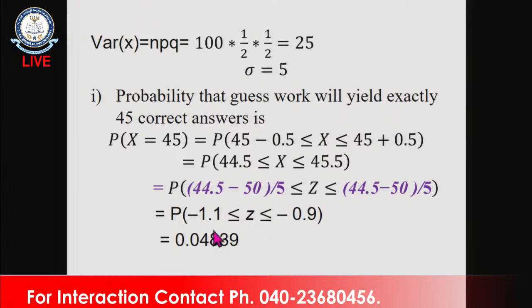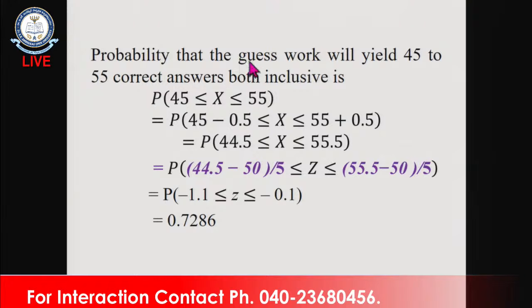Now coming to the second part: the probability that guesswork will yield 45 to 55 correct answers, both inclusive. Inclusive means we use less than or equal to. Again we add the correction factor. What is our correction factor here?